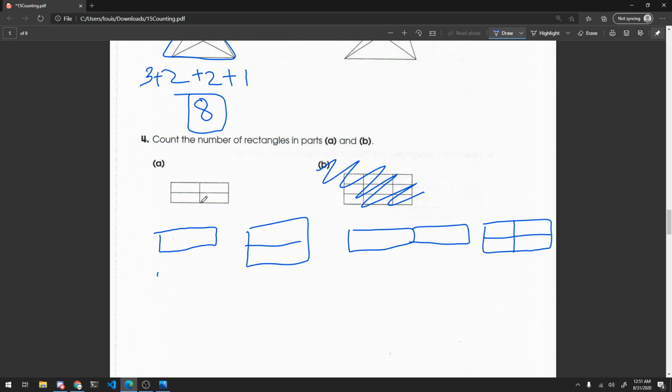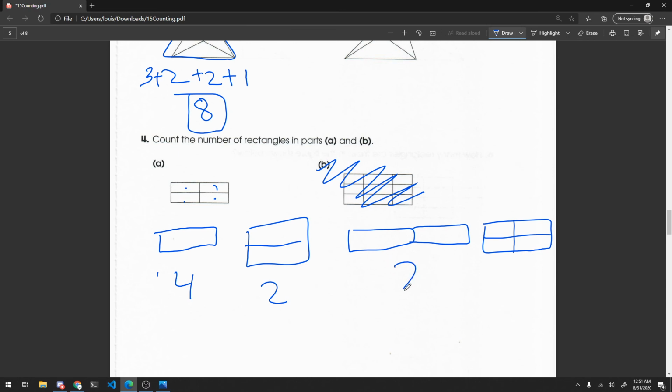So let's count the number of small rectangles first. We have 1, 2, 3, 4. So that's 4. Now we can count the number of rectangles that are stacked like this. And I see 2. 1 here and 1 here. So we have 2 here. And for the number of rectangles that are side to side, we also have 2. 1 here and 1 here. So we can write 2 here.